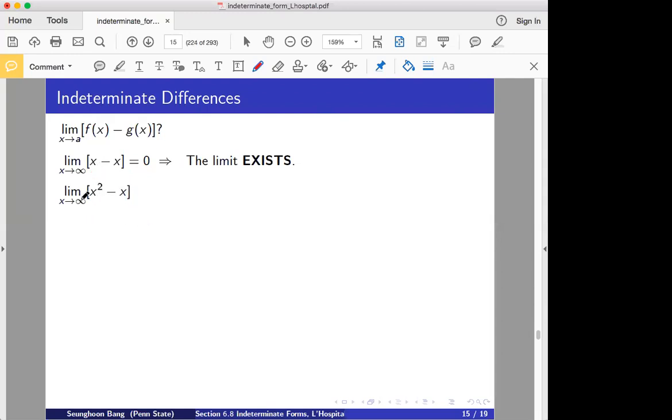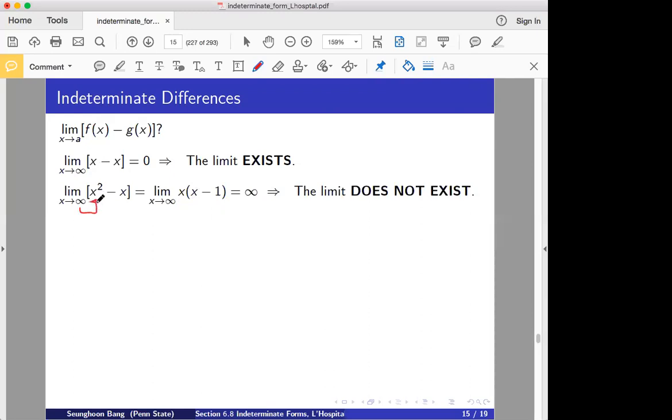Second one, how can you solve this one? What is the answer? What do you think? What's the limit of x squared minus x? The answer is infinity. Yep. You can factor out x. As x approaches infinity, x minus 1 approaches infinity. Infinity times infinity is infinity, so the limit does not exist.